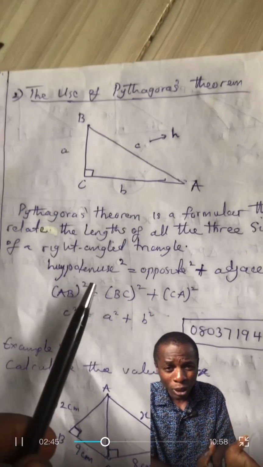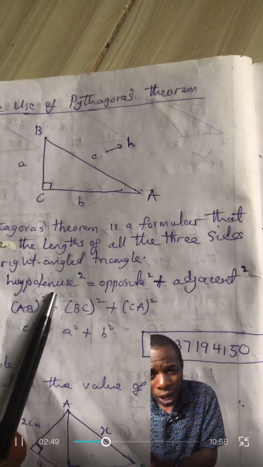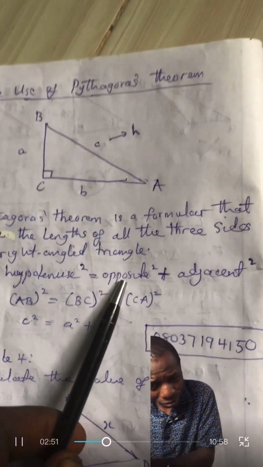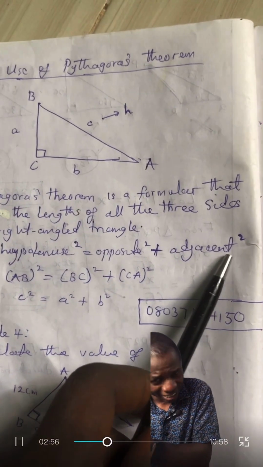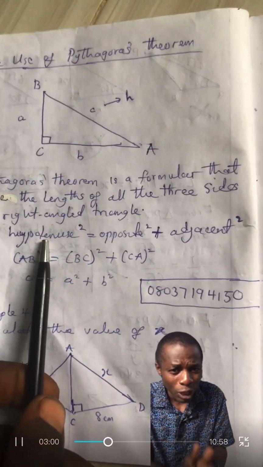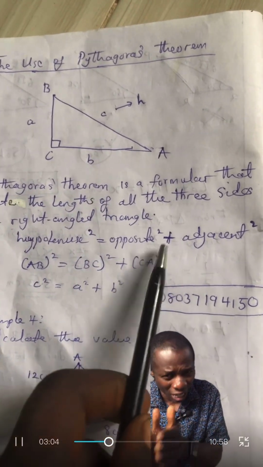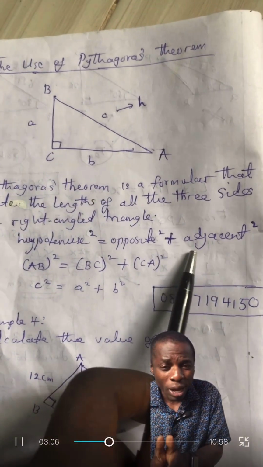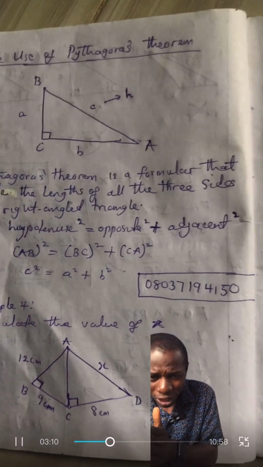Though if you like, you can write the formula this way: the square of the hypotenuse side is equal to the square of the opposite side plus the square of the adjacent side. I hope that one is very clear.